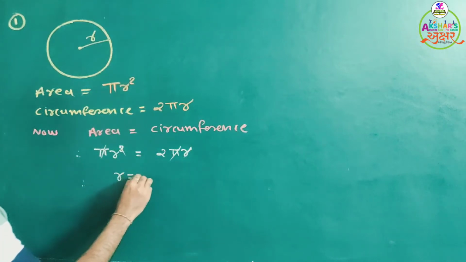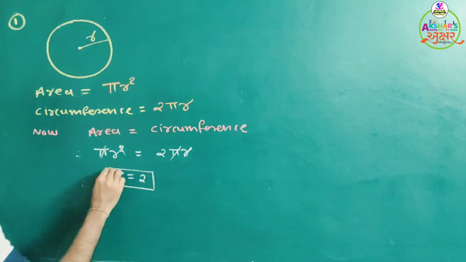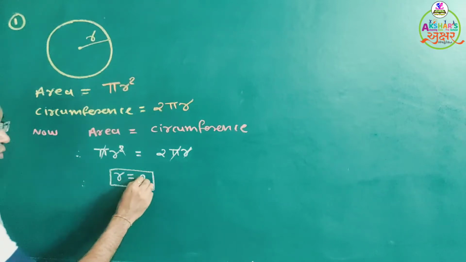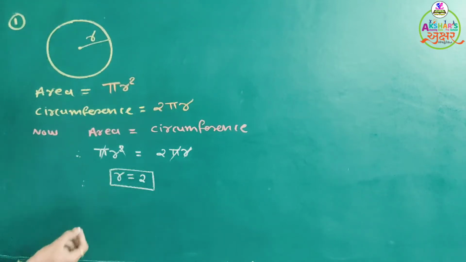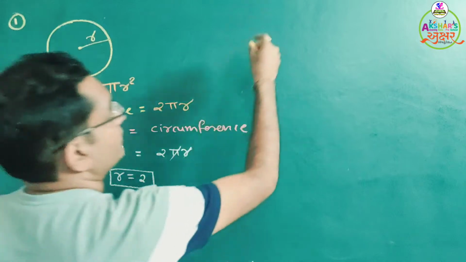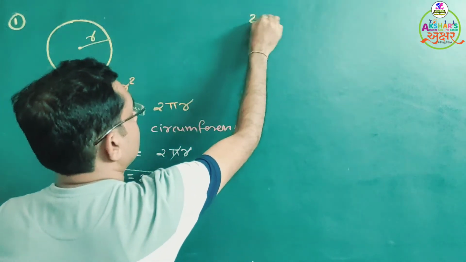You can say the radius of the circle is 2 units. It can be centimeter, meter, kilometer. r will be 2. Done. So this is your first question. Now the second question, question number 2.